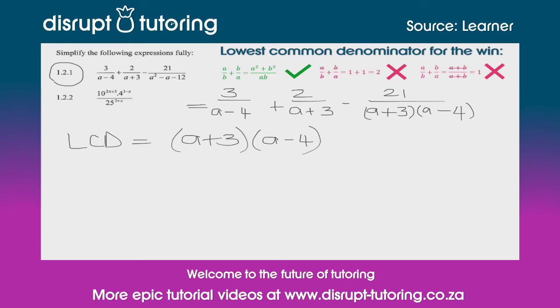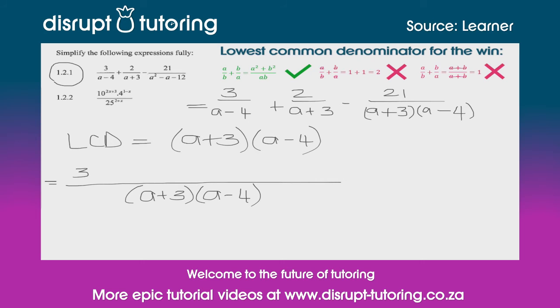Those two multiplied. So what you do now is you draw a long line. And at the bottom, you're going to put your lowest common denominator that you found. And now we're going to look at each term and see what we did to the denominator to get the lowest common denominator, and what you do to the bottom, you need to do to the top, which is essentially multiplying the whole term by 1.